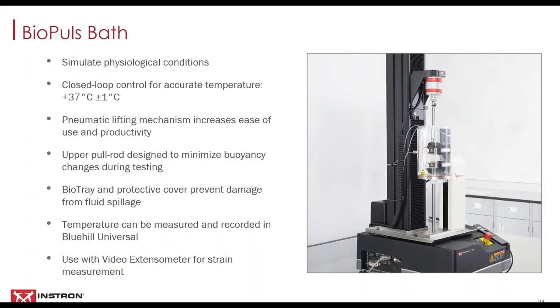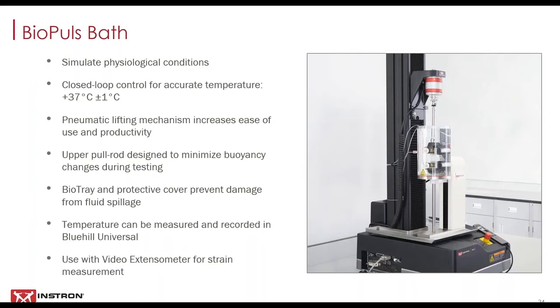The bath is raised and lowered by a pneumatic lifting mechanism. When the bath is in the lower position, the user has clear access to the gripping area, making it easy to insert specimens without concerns about contaminating the solution in the process. Once the specimen has been loaded, the lifting device raises the bath, submerging the grips and specimen so they are ready to test.